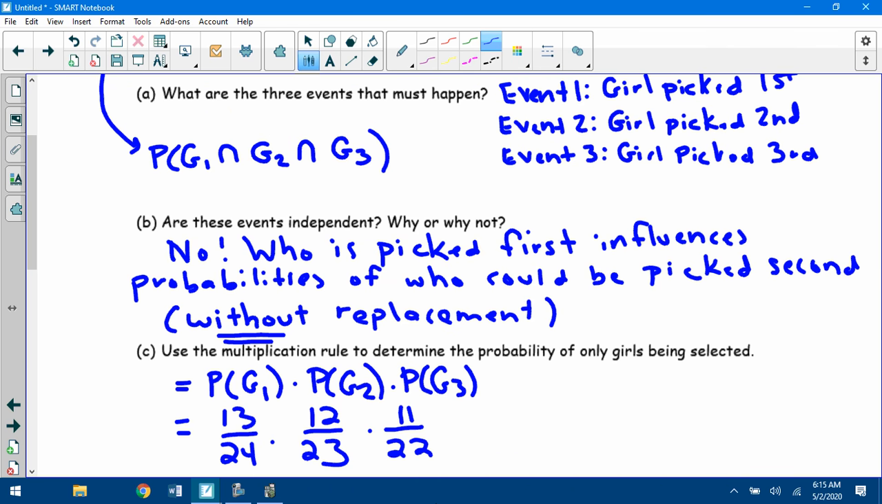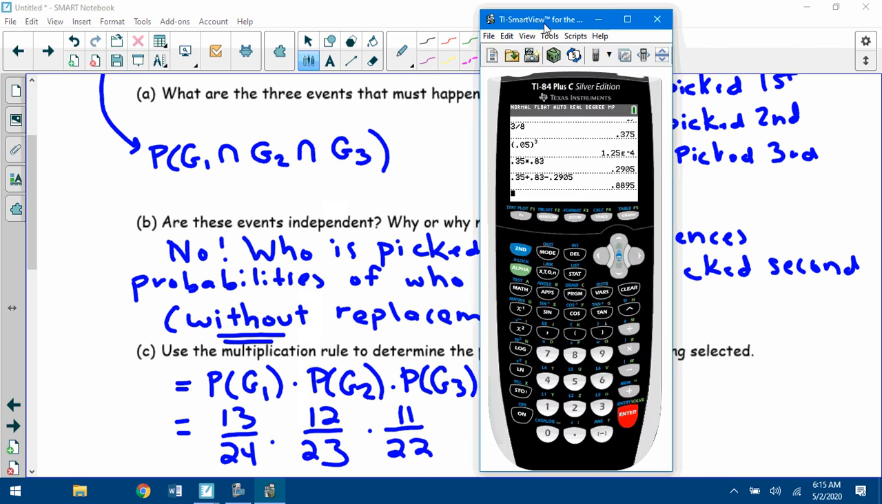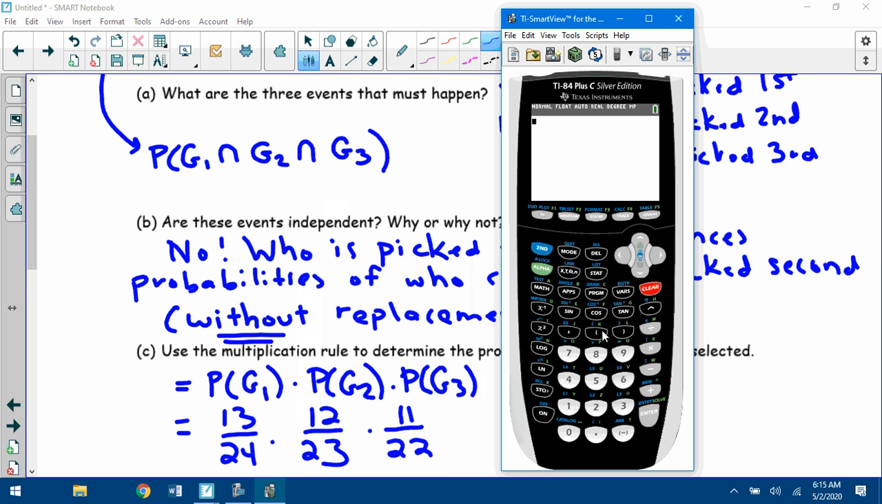When I multiply those together, this isn't as easy to do without a calculator, so let's pull it out. 13 out of 24 times 12 out of 23 times 11 out of 22. When I math bracket, I get 13 out of 92.